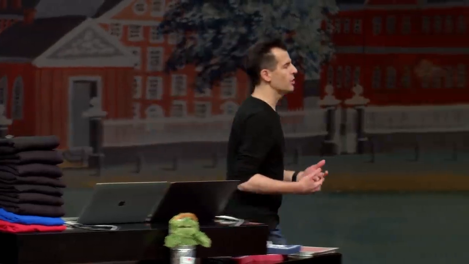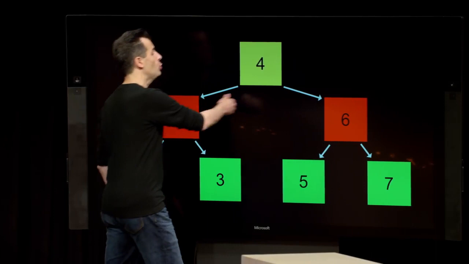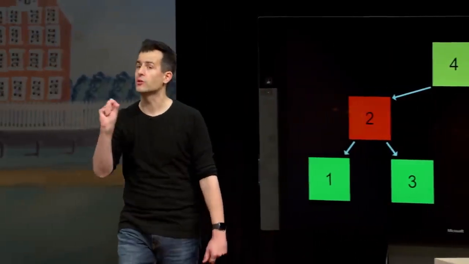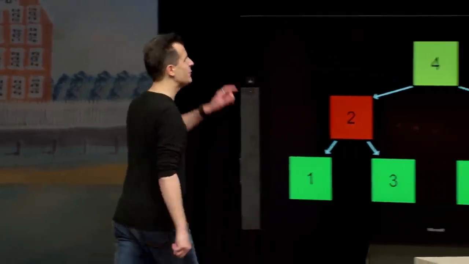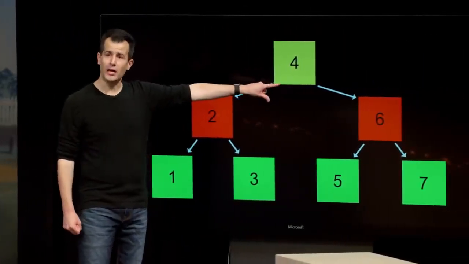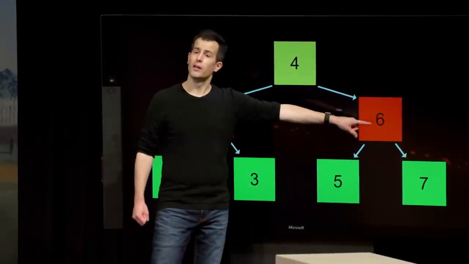Exactly. There's this pattern to all of the numbers. Between 1 and 3 is 2. Between 5 and 7 is 6. Between 2 and 6 is 4. And it doesn't even have to be the middle number per se. I can generalize it a little bit and comment that if you pick any node in this tree, so to speak, its left child will be less than its value, and its right child will be greater than its value.